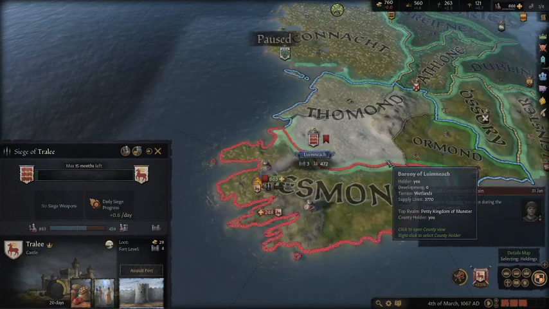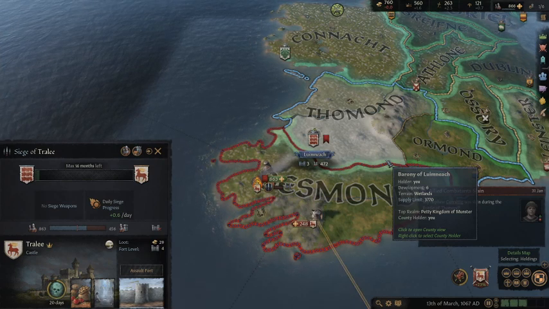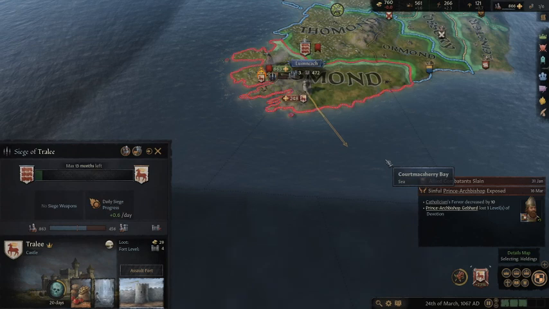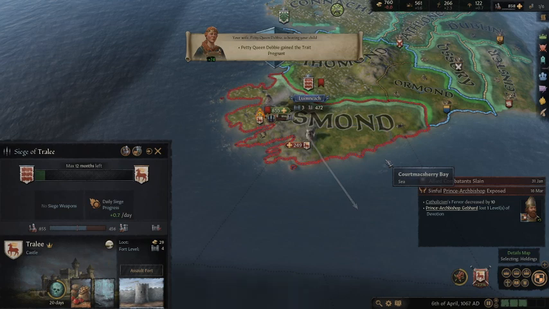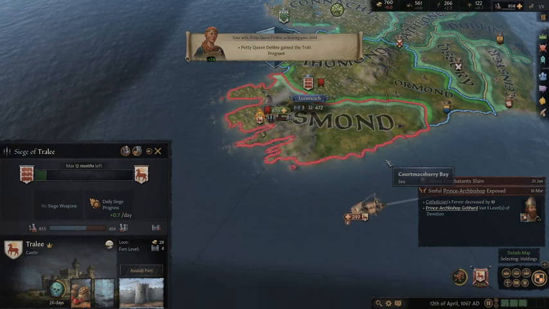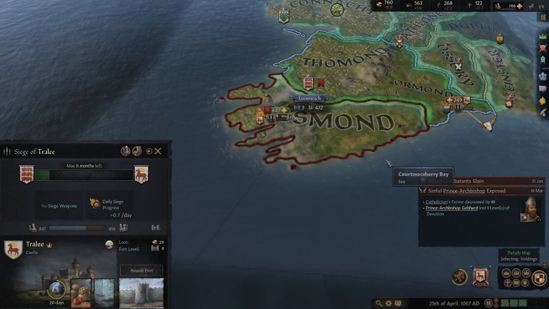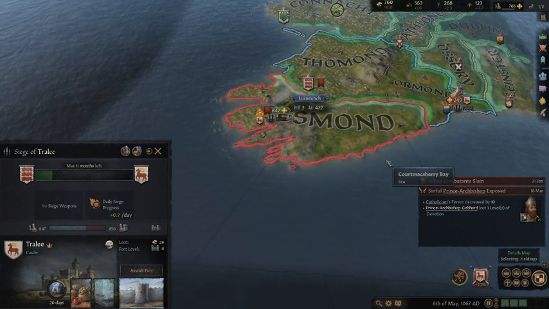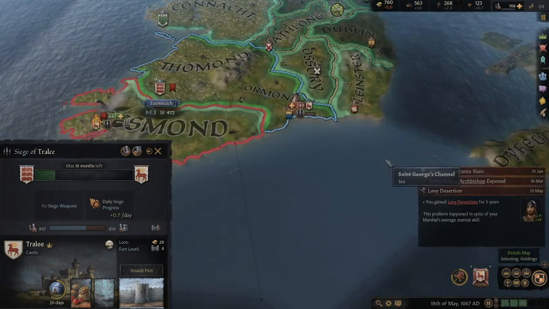So we're currently sieging Desmond. Just as soon as I unpause. They're apparently going into the ocean somewhere. Petty Queen Debbie gained the trait pregnant. Well, sure, that's one way of doing that. Yeah, that's one way for it to reveal that my wife is pregnant. Just Petty Queen Debbie has gained the pregnant trait.